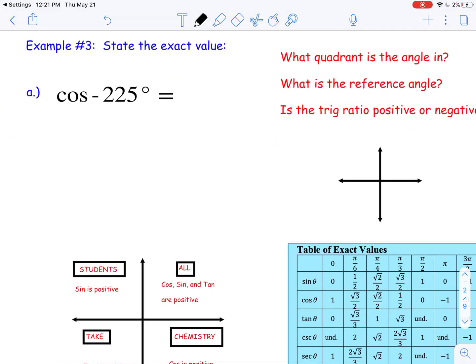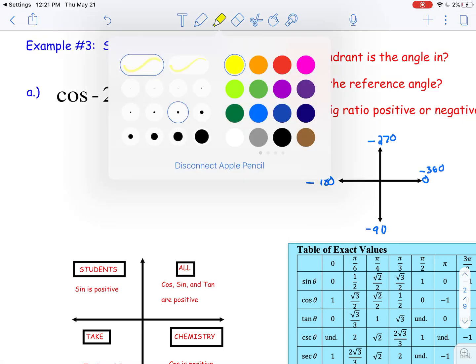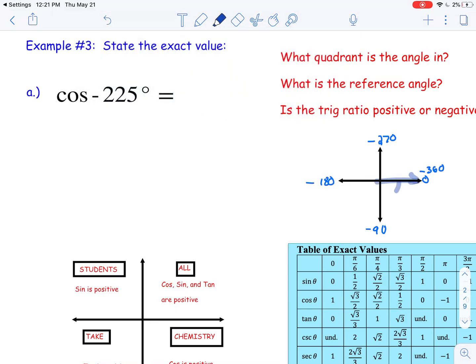Let's look at negative 225. If I look at negative 225, I start at 0. I go to negative 90, negative 180, negative 270, negative 360. So I'm opening in the negative direction. So if I start here, I'm going to open and I'm going to be in the third quadrant. So this is negative 225.